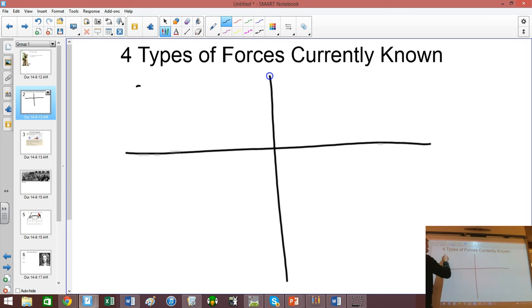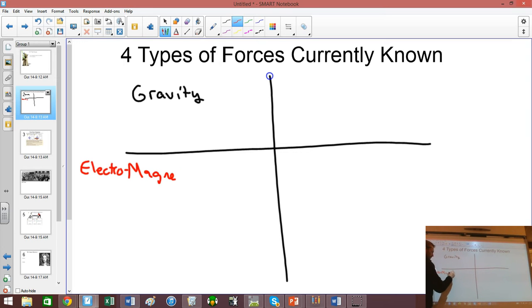The first one is gravity. The second force is magnetism, more specifically electromagnetism. Gravity is like a pull. It's a physical attraction between two masses. With electromagnetism, two charged particles like electrons repel one another. Two positive particles push against one another.